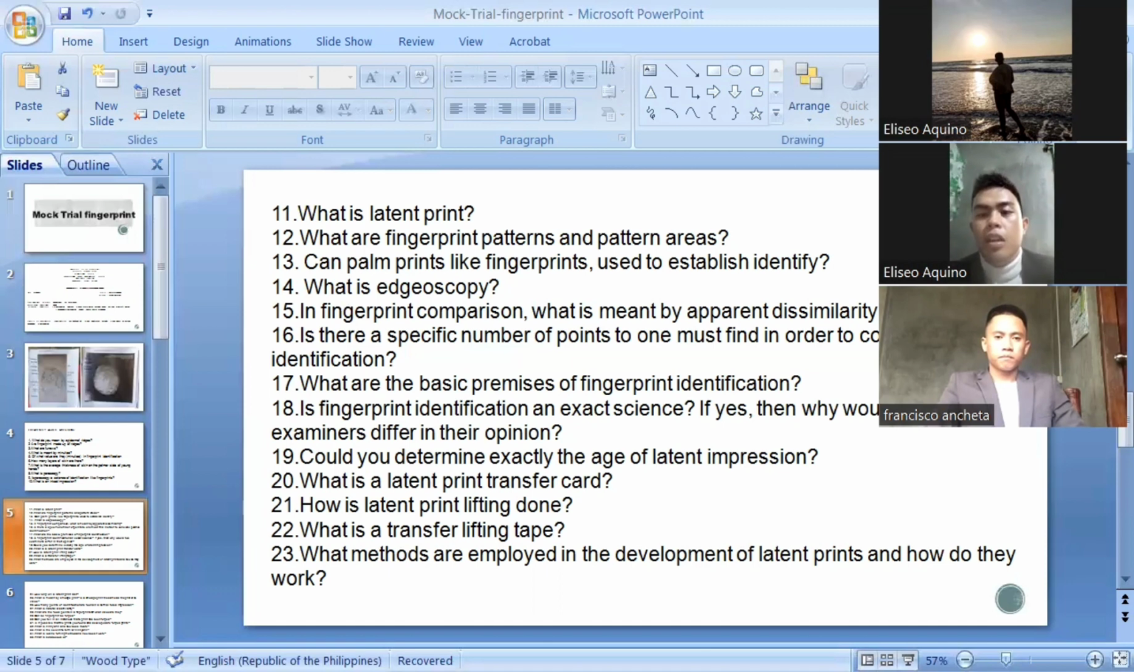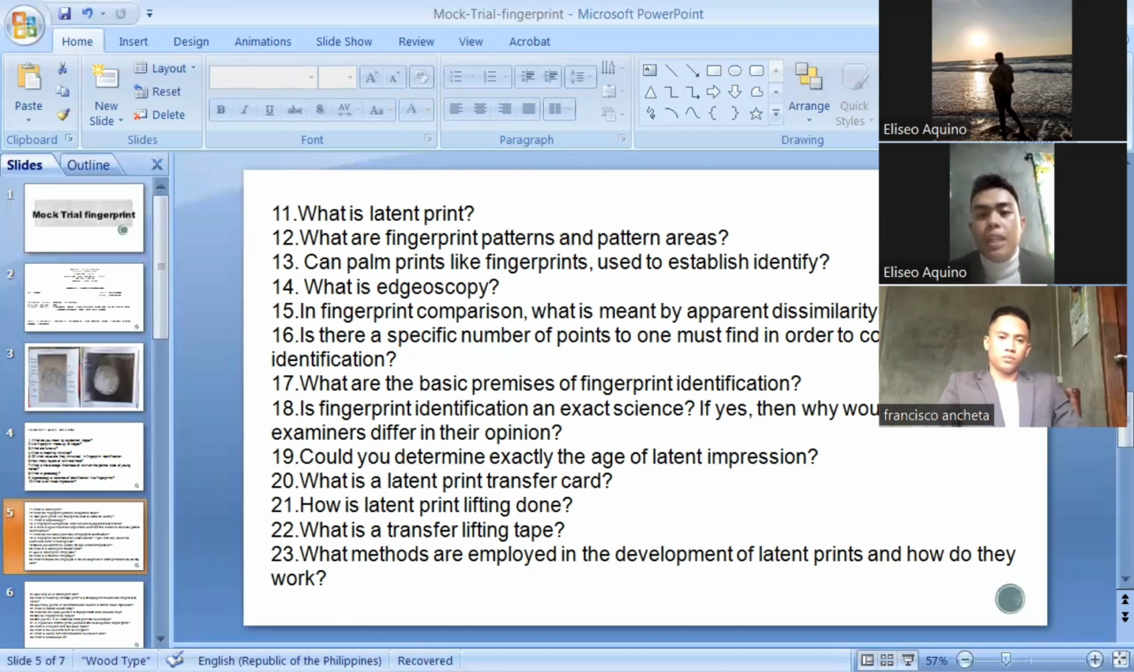And 18. Is fingerprint identification an exact science? If yes, why would two examiners differ in their opinion? Forensic science is a subclass of applied science. Fingerprint identification is undoubtedly a forensic science. Therefore, whether or not fingerprint identification is an exact science is a null argument. It can be neither exact nor descriptive because it is not pure science, it is applied science.